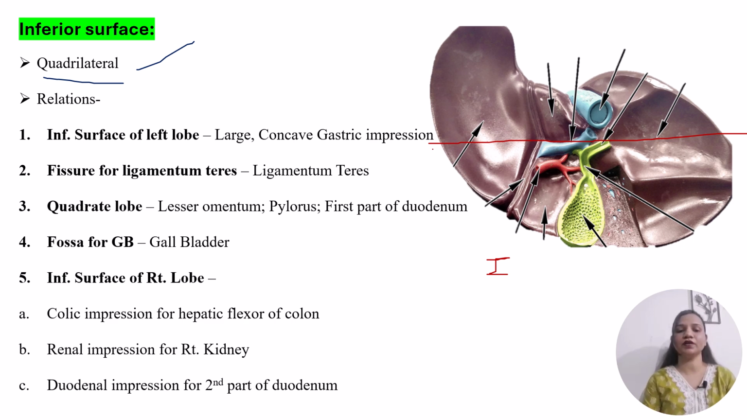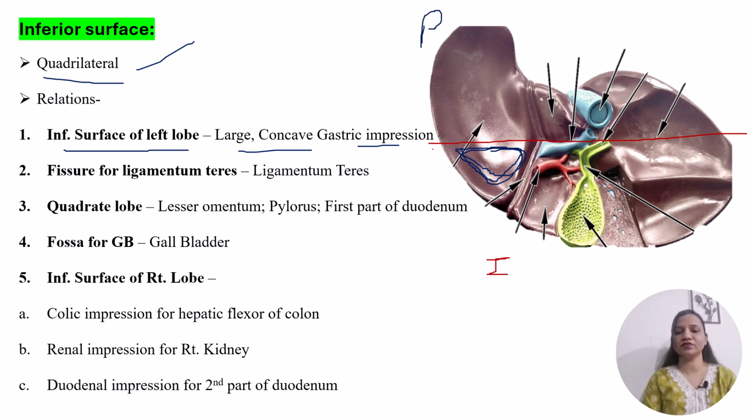And the relations of the inferior surface are: the inferior surface of the left lobe is large, concave, and it has a gastric impression. So as you can appreciate here, this is the large and concave portion of the inferior surface of the left lobe. As you can appreciate here, the concavity, and this concavity is for the gastric impression, as the stomach is related with this area.